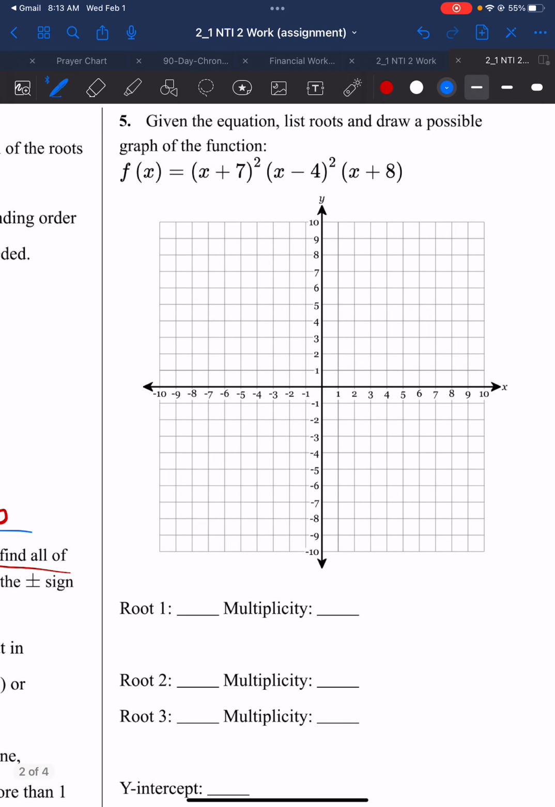Okay. So right here, all you would do is, when you're given this equation, you're going to list the roots and draw a possible graph. What I need to know is that you know this.